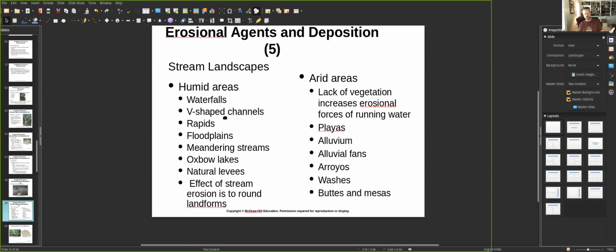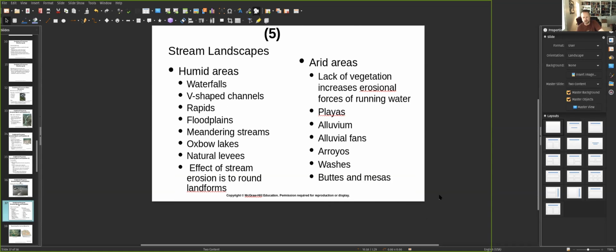When you move out west or into drier areas within the United States, you have not as much vegetation. So you're dealing with more arid, sparser vegetation, and there's not a whole lot holding back or slowing down that water. So the water can actually move very, very fast. And you get a lot of these playas or alluvial fans, but that's also where you get those really dramatic buttes and plateaus, mesas, the arroyos that you see, like we saw in that lead-in slide for the chapter, as a typical arid environment and what we expect to see.